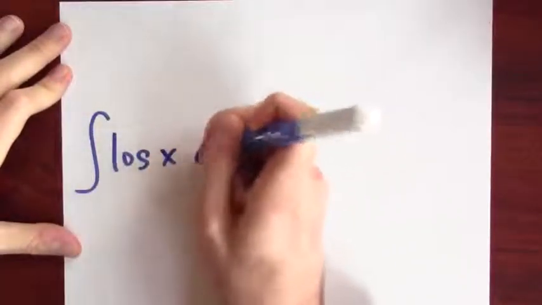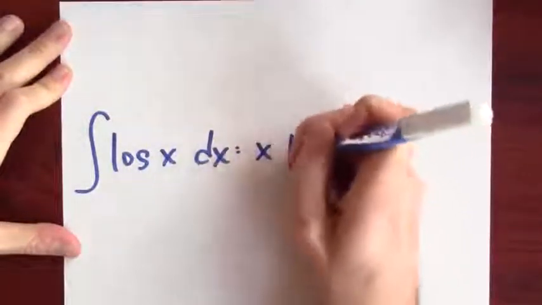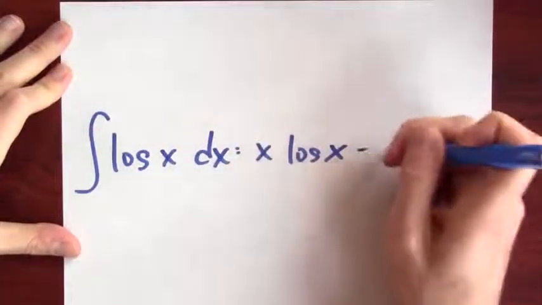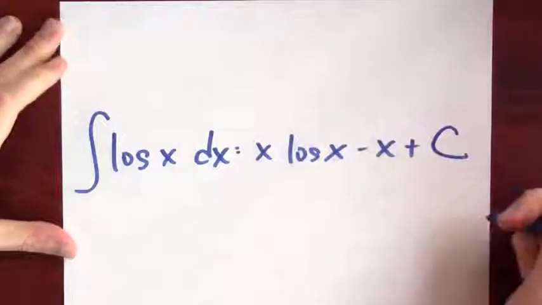So in light of that, we can summarize the situation as follows. I can say that the antiderivative of the natural log is x times natural log of x minus x plus some constant c.